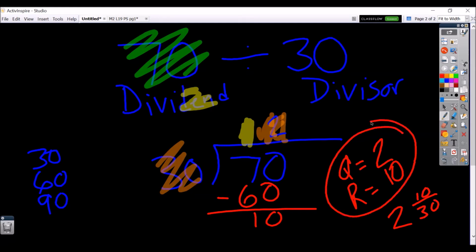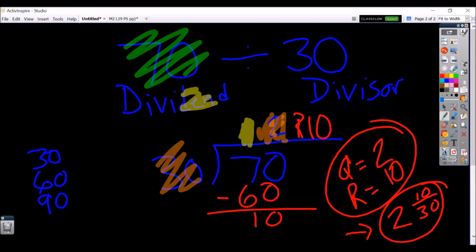I want to see you do Q equals, R equals, to show me what the quotient and remainder are. And then I also want to see the fraction. And actually, I should have put the remainder 10 up here too. So there are going to be 3 ways I want you to represent it. This way is a little extra, but I think that's going to make you a better mathematician moving forward.